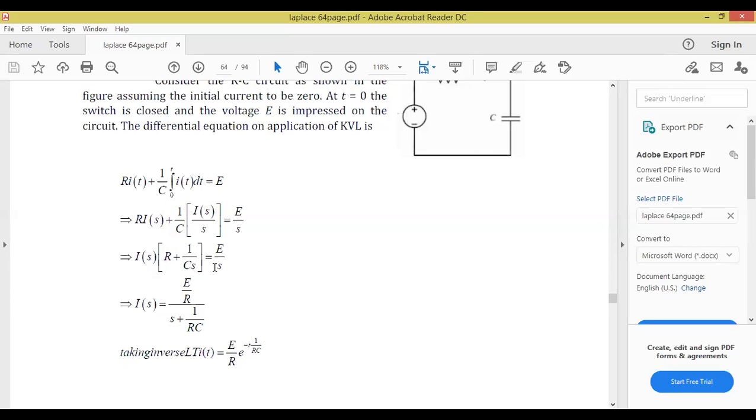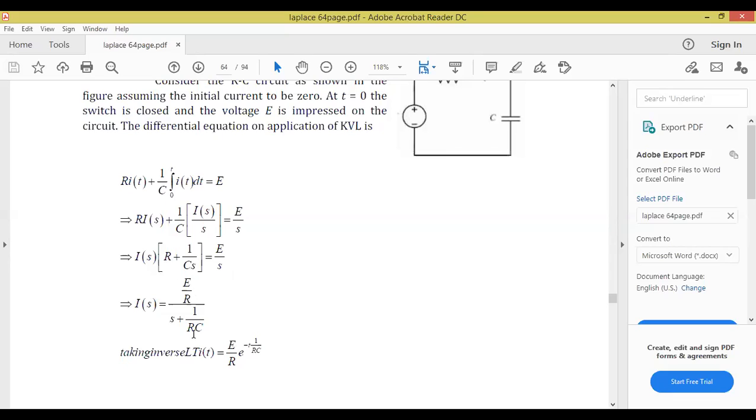Okay. So S and S get cancelled. So the S value will be there in the denominator, RCS plus 1 by CS. Here also S and S get cancelled. And take the RC common. If you take RC common, what is the denominator you are going to get? S plus 1 by RC.